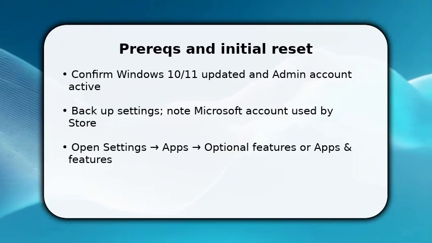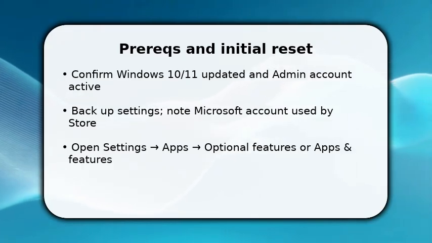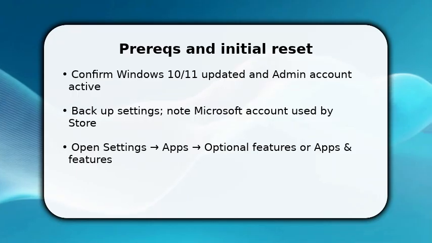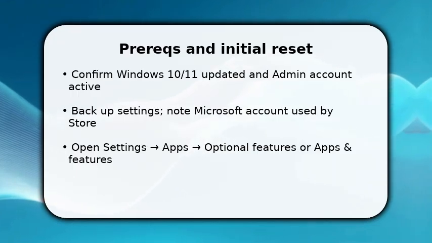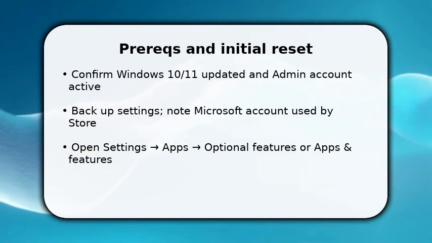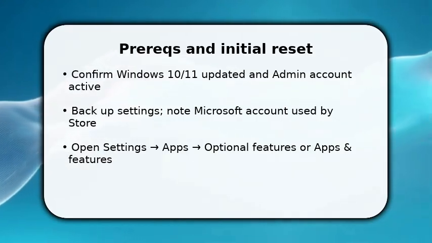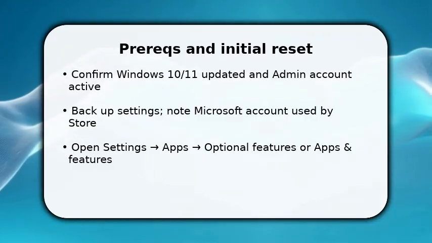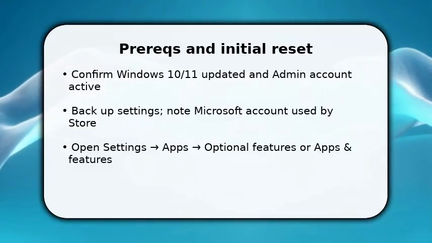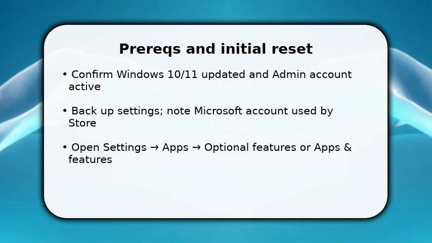Enjoy the video. You start by confirming Windows updates and that you're signed into an administrator account. This avoids permission errors later. Once done, back up any quick app lists and note the Microsoft account tied to the store so you can resync purchases. Now open Settings and go straight to Apps, either Optional Features or Apps and Features depending on your build, and locate Microsoft Store to begin the repair or reset steps that follow. This gets the prerequisites out of the way and starts the action.